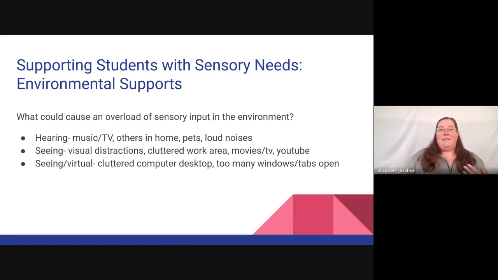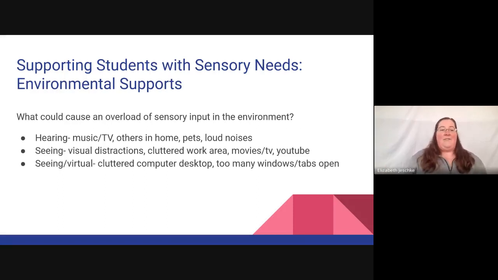And it might cause them, if there's too much happening, to either shut down, again, throw that tantrum, or just not be able to access their schoolwork at that time. So seeing, after hearing, seeing is also something that we look at in the school setting, and that can be actual visual distractions of what is physically around them.